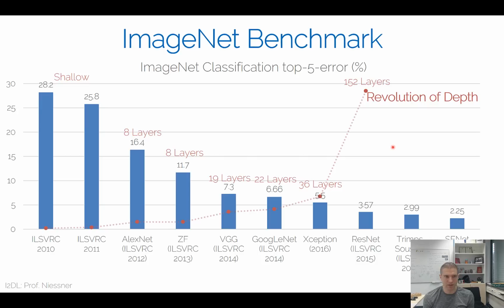So now let's have a bit of a summary here. We have the ImageNet benchmark. On the ImageNet benchmark, we see that the revolution of depth was around when ResNets and Xception nets came around. More depth helps. That's kind of the high level idea.